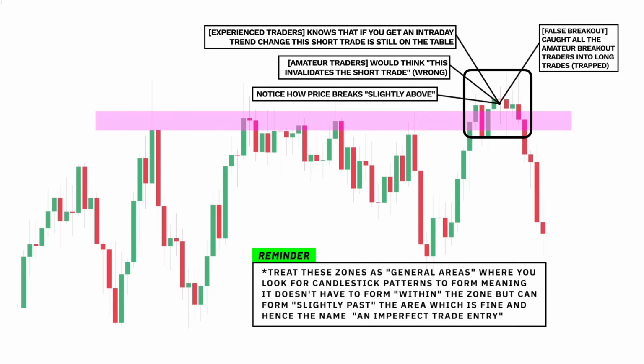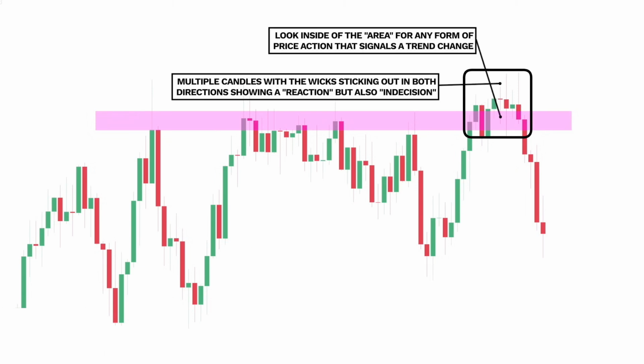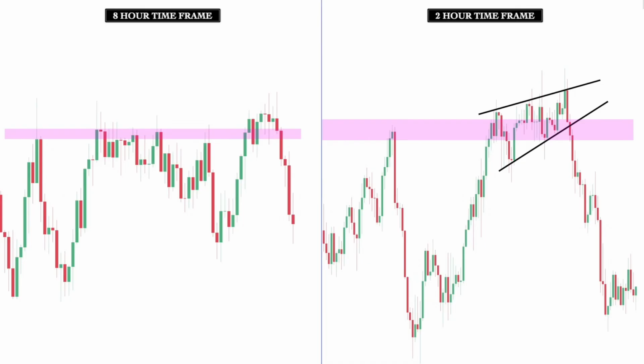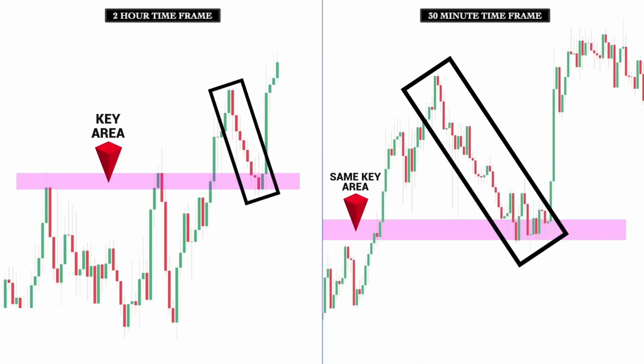Final tip: sometimes a false breakout happens. Price pierces above resistance and you think the trade is invalid, but you wait for a trendline break, then short. Remember, trade zones as areas, confirm with a trendline break and price action, and use multi-time frames to time your entry earlier. Trade wicks combined with patterns.